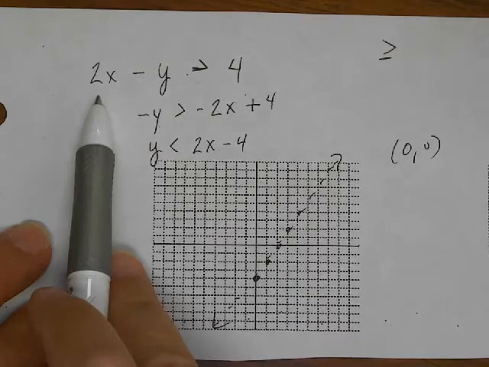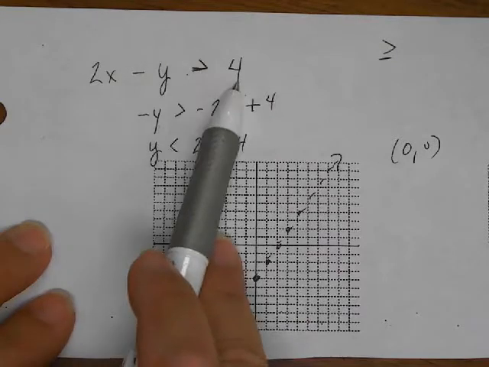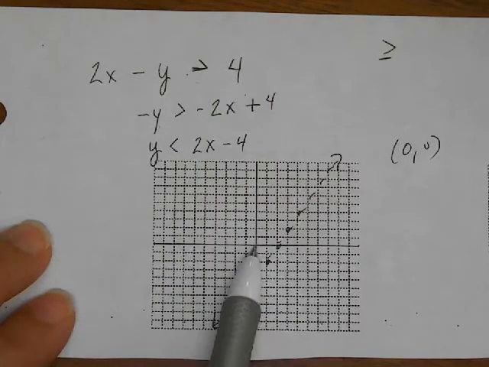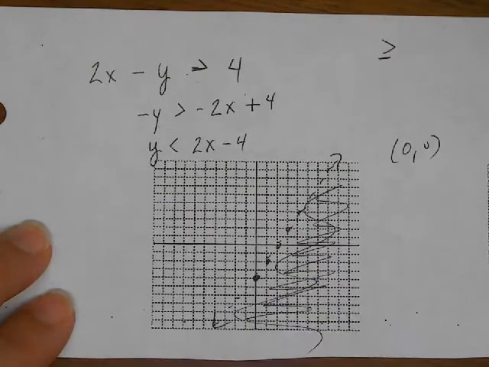If I have 0 subtract 0, I get 0. Is 0 greater than 4? No. So that means the point 0, 0 doesn't work. So the shading should be on the bottom.